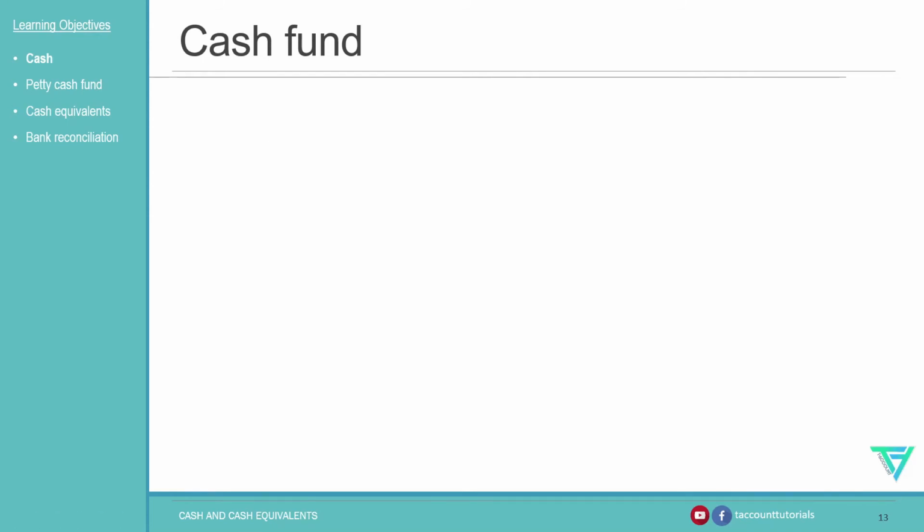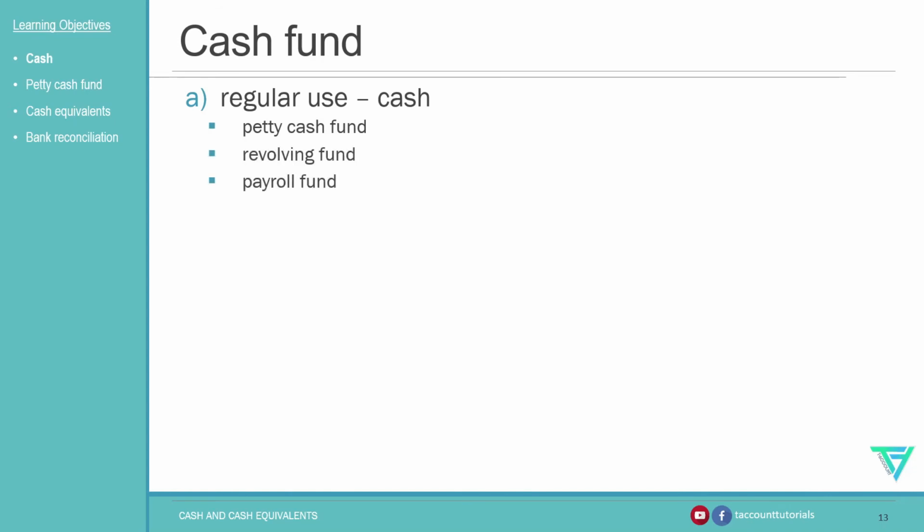Okay, so when we say cash fund, it is cash set aside for a specific purpose. If it's for regular use, meaning it is used for current operations, the fund is classified as cash. Examples of this are petty cash fund, revolving fund, payroll fund, tax fund, dividend fund, and the like. These funds are used for current operations.